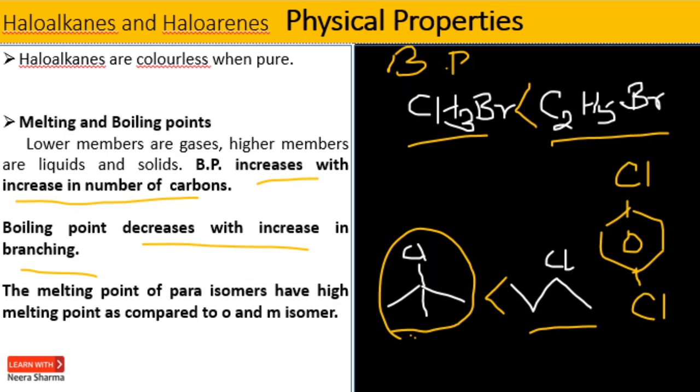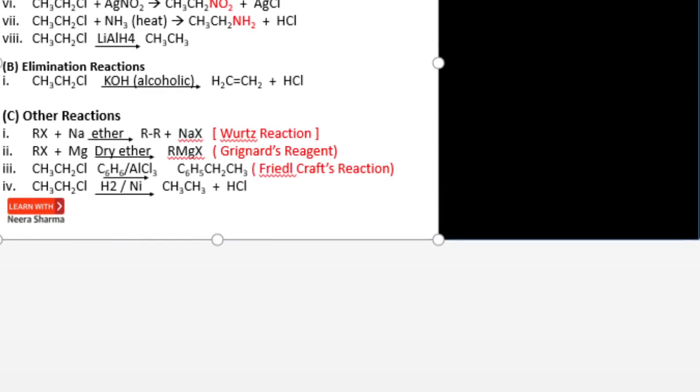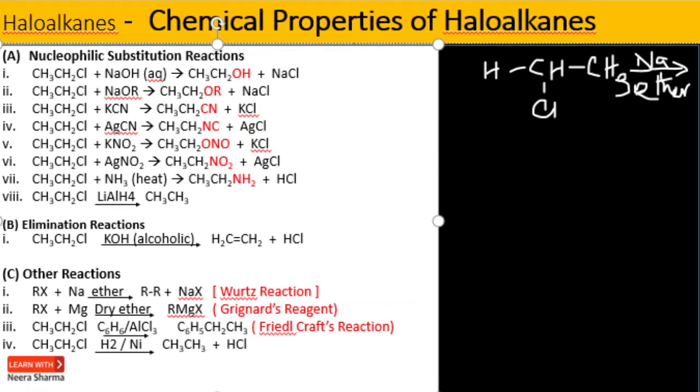Now if we see the chemical properties, all haloalkanes show nucleophilic substitution reactions. So what are nucleophilic substitution reactions? If I say nucleophile, it is nucleus loving. The nucleus is positively charged, so the nucleophile will be negative, either negatively charged or has a pair of electrons. So the nucleophile is attacking the alkyl halide R-X.